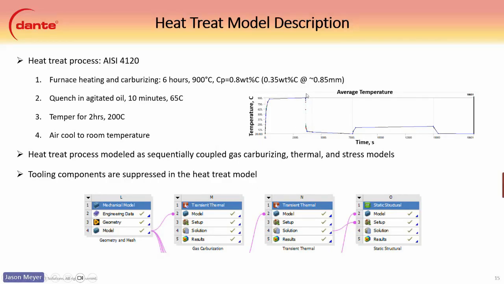That is then quenched here. If you see the graph, it was quenched in agitated oil at 65 C for about 10 minutes. And then it was allowed to cool to room temperature before tempering for 2 hours at 200 degrees C, and then a final air cool to get it back to room temperature. Again, it was modeled sequentially, like we talked about earlier: the gas carburization, the thermal, and the stress models. And then the tooling components were suppressed during the heat treatment model, and then we applied them to the actual loading model at this time.